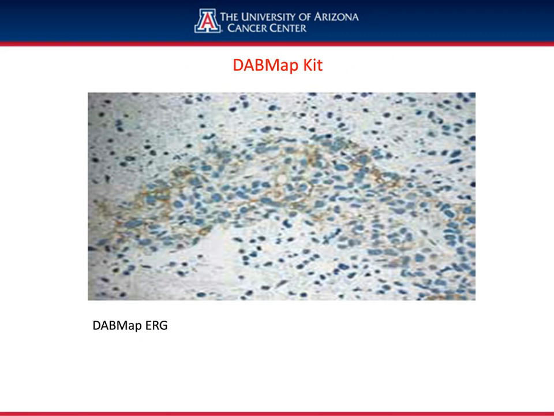Here is another example of a low-expressing protein using DABMap Kit and ERG. As you can see, there is very little brown staining because it is a low-expressing protein, whereas on this particular tumor, when Ultramap was used, we did see a noticeable difference.